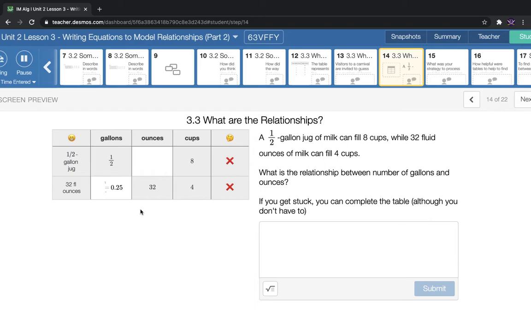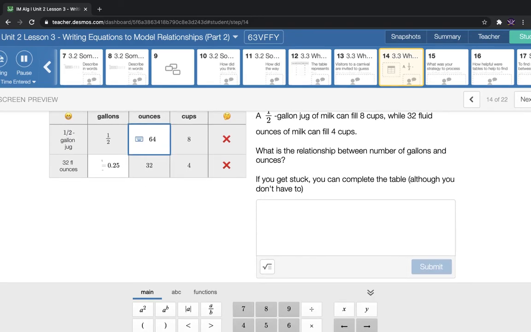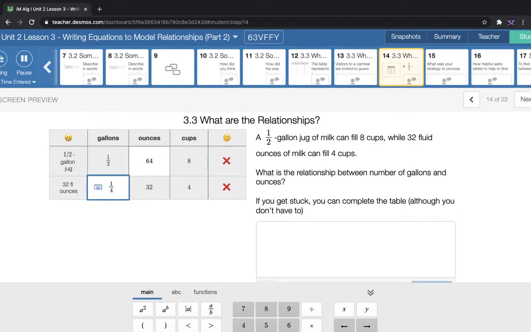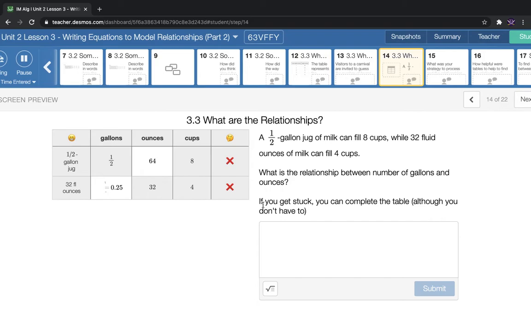And then here, we know that a half gallon jug would be 64 ounces. So I'm not sure why it's giving us the X, but we both know that a half gallon jug has 64 ounces. A 32 ounce cup is a quarter of a gallon because of the number of cups that they have. Okay? So, very, very good.